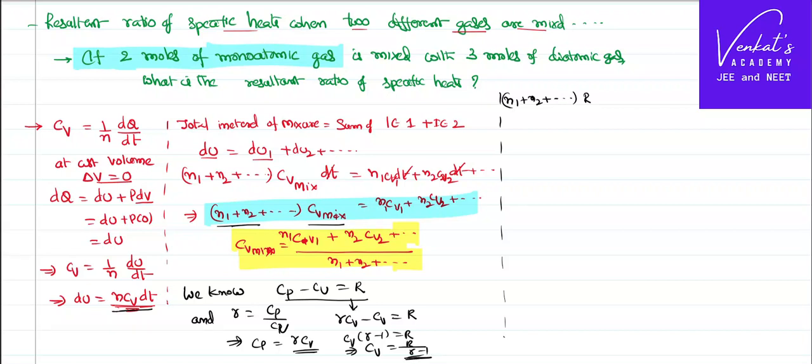As for this, R by (gamma of the mix minus 1) can be written as, this is what I have written, this value equal to N1 CV of the first one, meaning R by (gamma 1 minus 1), CV of the second one is R by (gamma 2 minus 1), and so on. So I can cancel these R's and you can get a different format now.